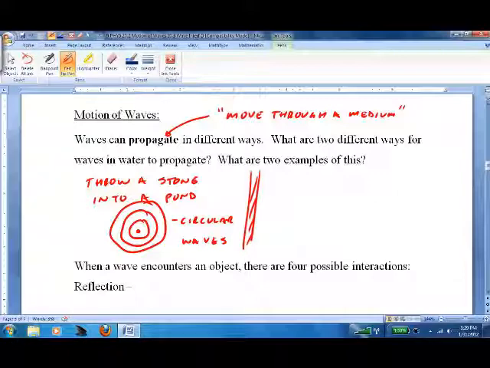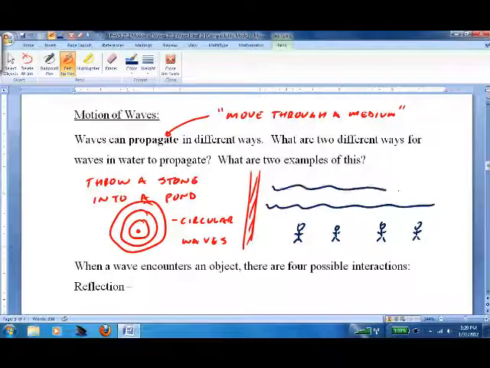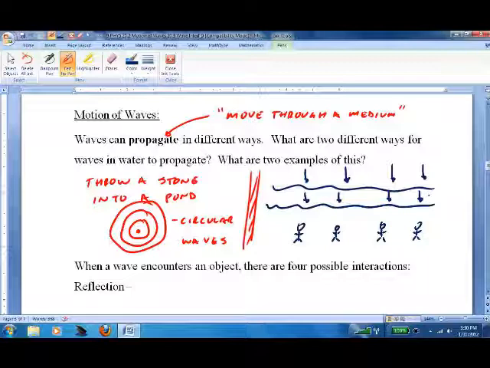The other way is what we call planar waves. If you are standing on a beach and the waves roll in, they actually come in straight at you. We call that planar waves. And they're planar at the beach because they start so far out away from shore that they just come in in what's effectively a straight line, even if they may be bent a little bit. So those are the two examples of the way waves propagate in water.